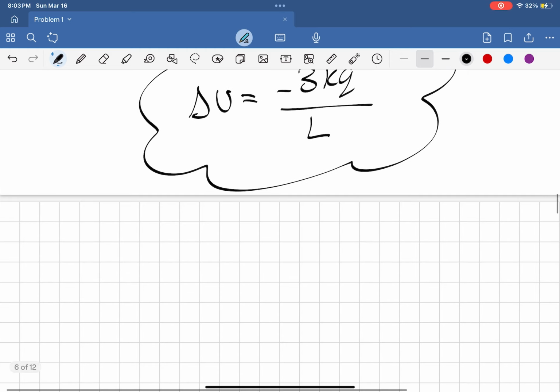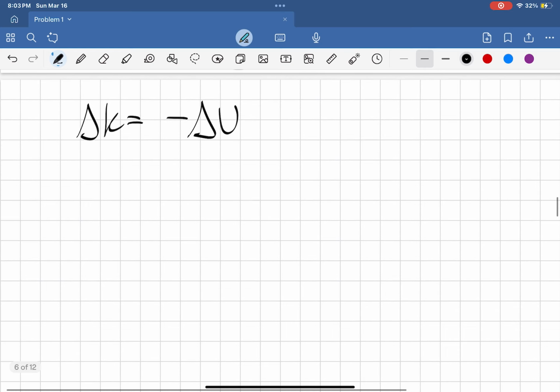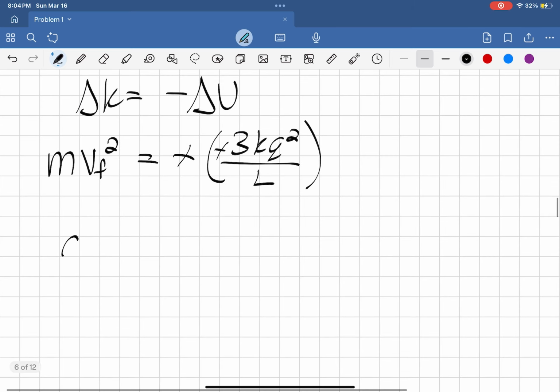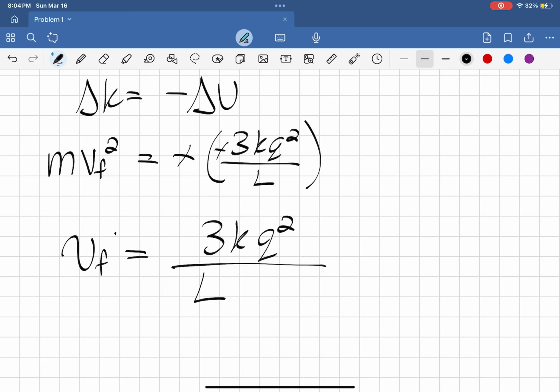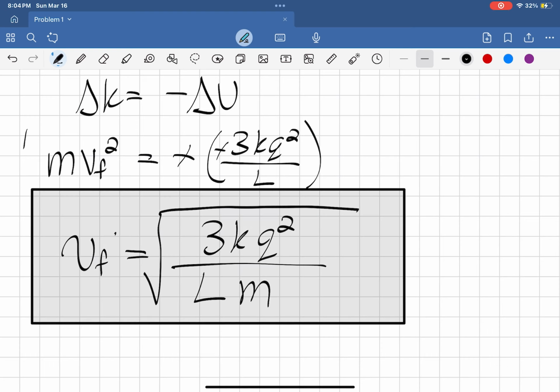Now, all you have to do is plug and chug. Delta K equals negative delta U. I have mass times velocity final squared equals negative of negative 3KQ squared divided by L. The negatives cancel out. So I have velocity final equals 3KQ squared divided by L divided by m, and I take the square root of it. And that is the final answer. If you want to know how I got there, it's just basic algebra. Multiply both sides by 1 over m, the m's cancel out, and then you take the square root of both sides. Technically you get a plus or minus, but we're not concerned about a negative velocity. So it's just this.